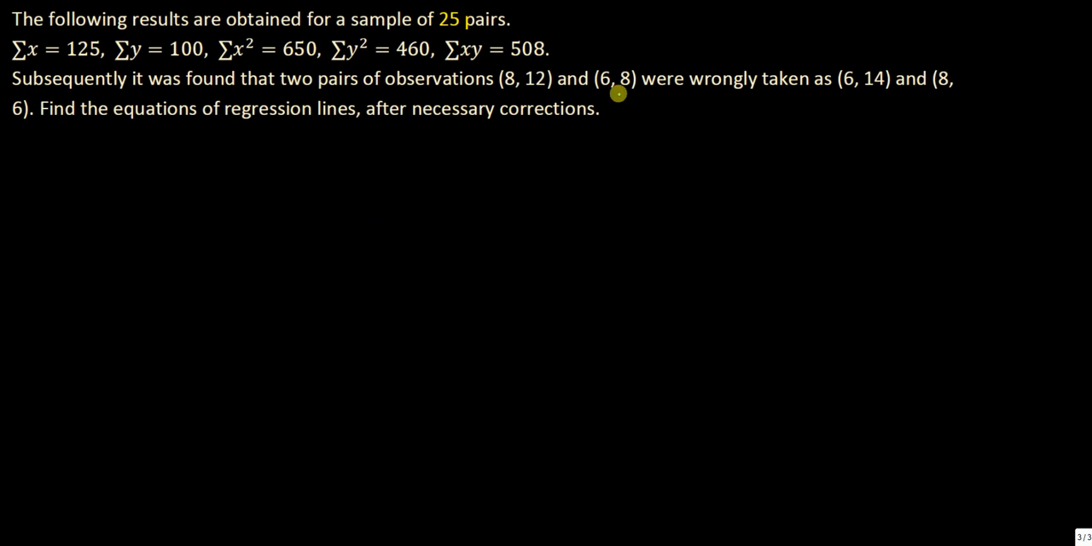Okay. So first we have to find the correct values of all these. So we are starting our solution. First, write down n is equal to 25. See, first we have to find correct values of sigma x, sigma y, sigma x square, sigma y square, and sigma xy. So here we are giving one title, correct values.